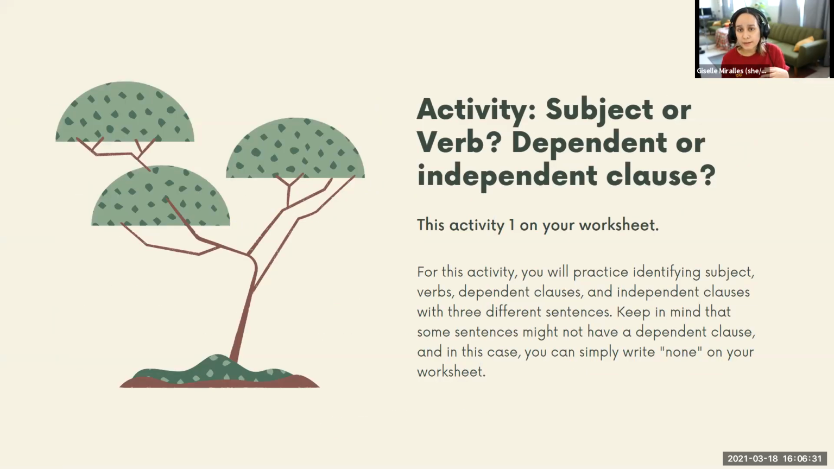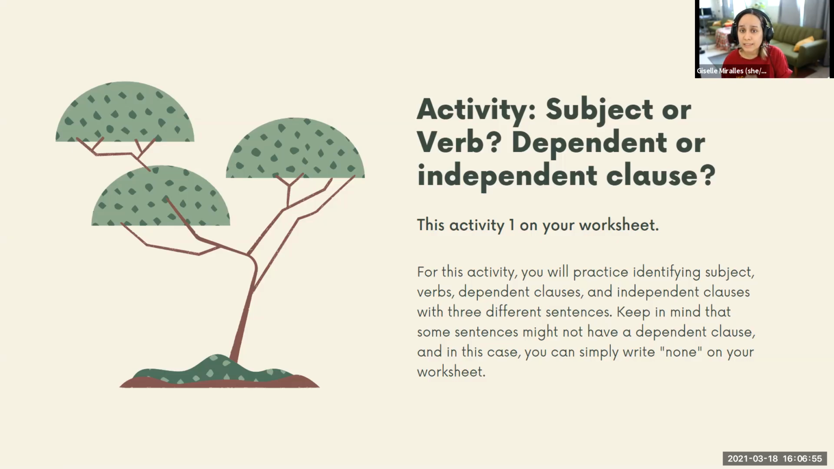So to begin with our first activity, you will be looking at 3 sentences, and in those sentences, you're going to identify the subject and verbs along with dependent and independent clauses. You're also going to keep in mind that some sentences might not have a dependent clause, and in that case, you can simply write none on your worksheet.